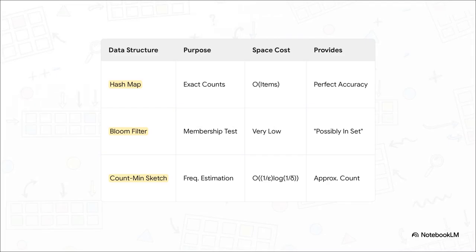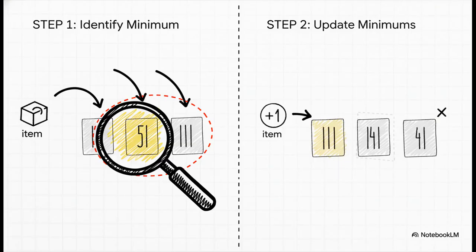And to really get why it's so powerful, let's compare it. A regular hash map gives you perfect accuracy, which is great, but its memory just grows and grows with every new item. A Bloom filter is even smaller, but it can only tell you if an item might have been seen before, not how many times. The count-min sketch hits that perfect sweet spot. It gives you approximate counts, and its space is determined by the accuracy you want, not by the number of unique items you see.